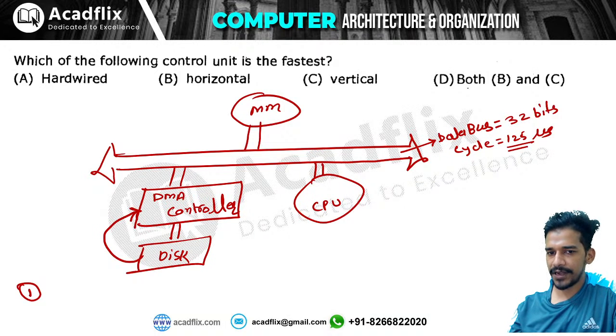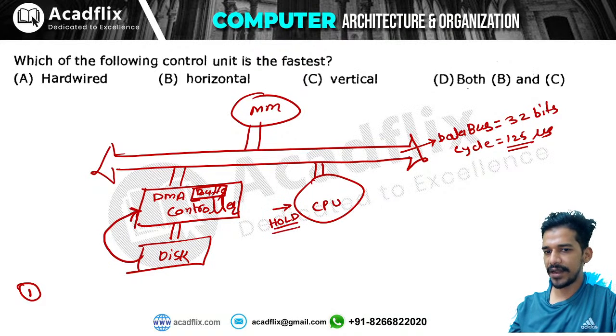When you have enough data in the DMA controller, it will interrupt the CPU saying that I want to transfer this data into the main memory. In this DMA controller we have a buffer. We transfer the data from disk to this buffer. Once the data is available in the buffer, the DMA controller will send a hold signal. Hold signal means the DMA controller requests the CPU not to use the data bus, because I have to use the data bus to transfer the data from my buffer to main memory.